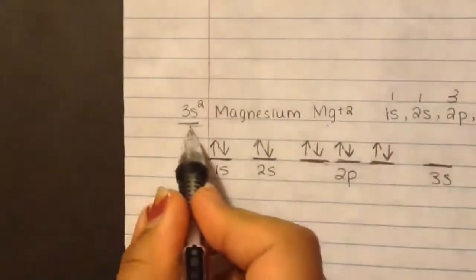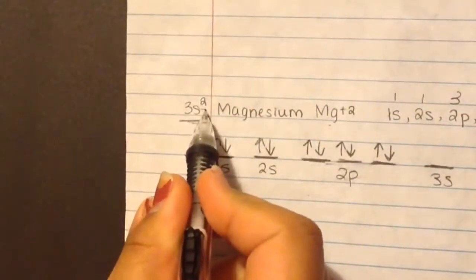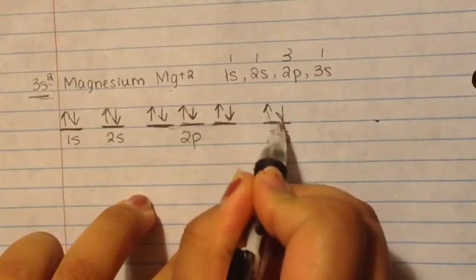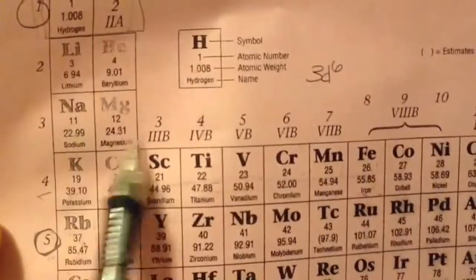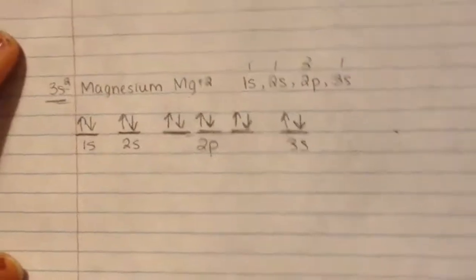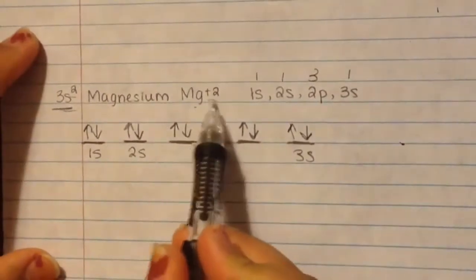And then you come to 3s. And then you look at this, and then you see 2. And then you just draw 2 arrows because it's 2. It's not 1, it's 2. So, yeah. And now, here comes the +2 part.